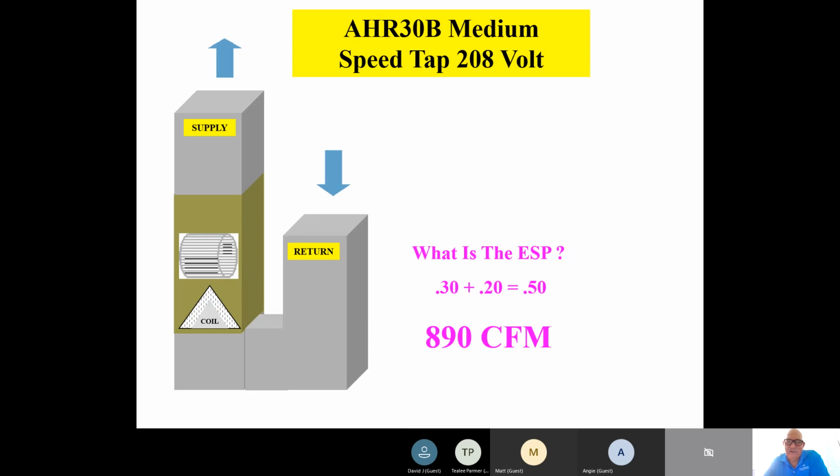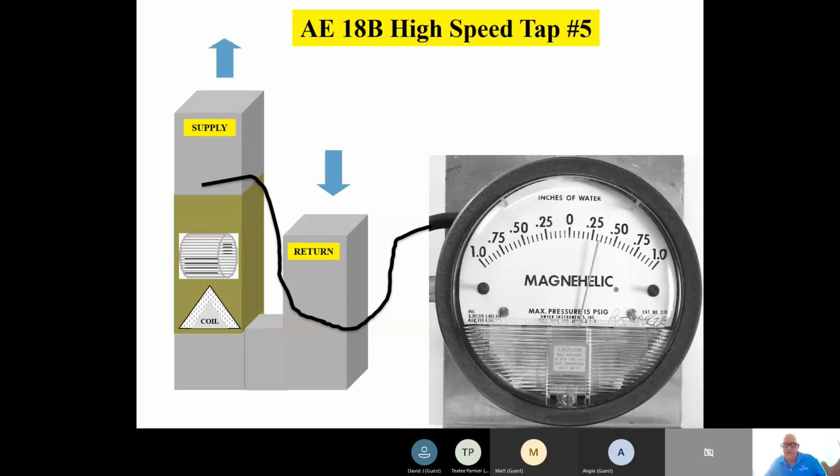Okay, well, team, let's go ahead and do another one or two. On this one, if you'll flip your page or go to your AE air handler charts, you'll notice you're going to have a handout that says AE something, 18, 30, 36, whatever. On the AE air handler, it's a little different. We don't have a voltage chart to deal with. This is the newer style air handler with a high efficiency motor. So if you take a look at the AE 18B, we're on high speed tap number 5.